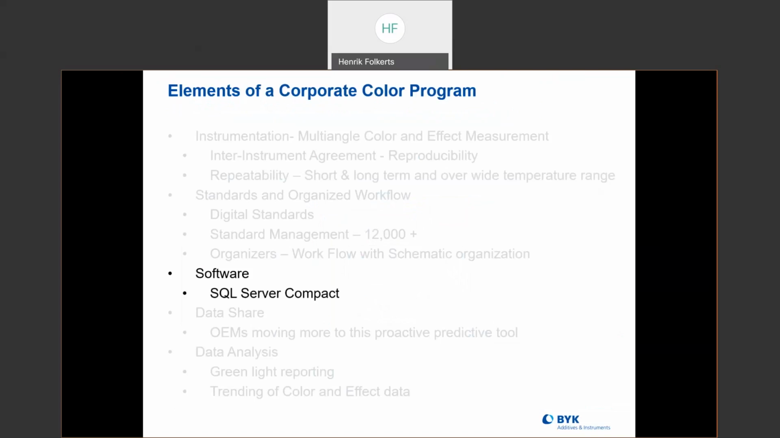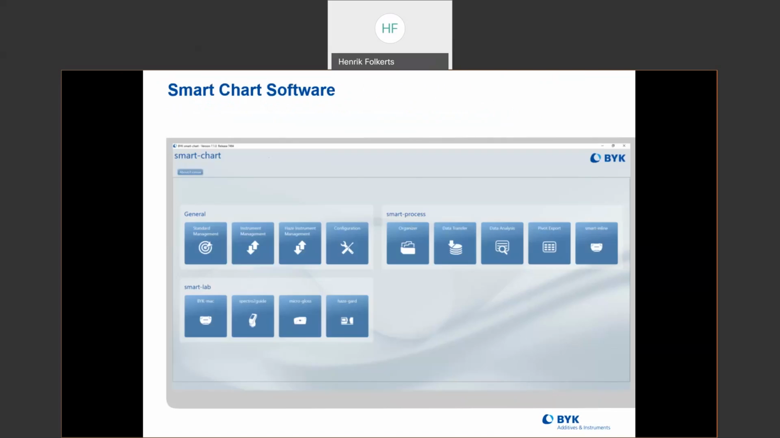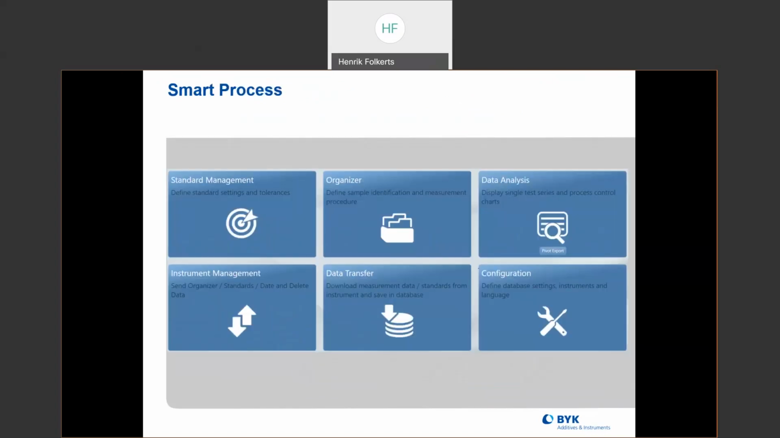So we've done a lot of work with the software. Next slide, Greg. This is the newest version of the software that's out. It's pretty intuitive once you get to understand it. You can see the organizers I was talking about, there's data analysis, and you can also do something called Smart Lab, which we won't talk about today. And this is what you see when you open Smart Process: standard management, organizers, data analysis, instrument management, data transfer, and configuration.